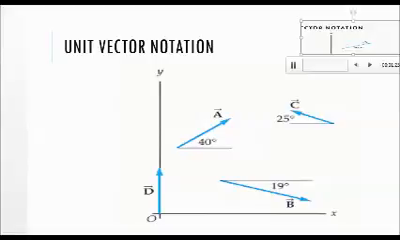Unit vector notation. A unit vector has a magnitude of 1 with no unit. By convention, a unit vector is represented by a letter marked with a circumflex. The circumflex is an accent mark that appears above the letter. It's the little hat that we put on our letters. So it just means it's a unit vector.